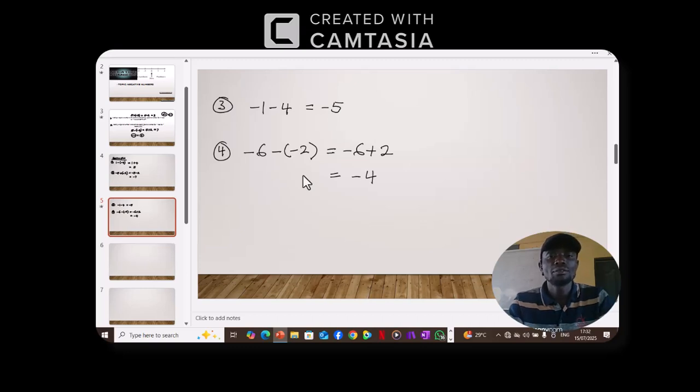Okay, let me use that analogy. Yes, minus 6 means a debt of 6, and plus 2 means you have 2. You are holding 6, you have 2. Of course, you will still be holding 4, because by the time you pay 2 from your debt of 6, you will still be holding 4. So that is a simple way to understand it.